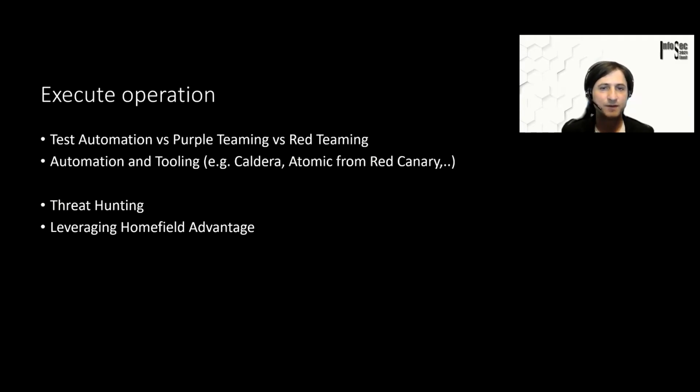Then we have the purple teaming, which I'm a big fan of, as well as red teaming, right, which is more adversarial. And then there's a lot of automation and tooling that can be built. I point out a few frameworks here, like MITRE has Caldera, or there's Atomic from Red Canary. And doing that, you might also want to do threat hunting, so that your threat hunters actually try to find the red team and actively hunt for them and so on.